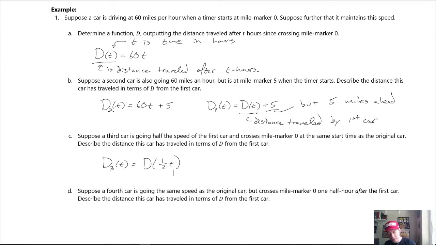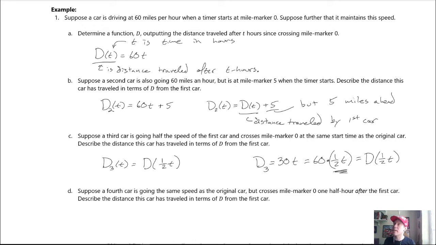The way that we can interpret this is the idea that, if it's going half as fast, then say after 1 hour, this car should only have gone 30 miles instead of 60 miles, right? And so we should know that the distance for this third car is 30t. And this is the same thing as 60 times 1/2 t. So this is d of 1/2 t, right? We're plugging the 1/2 t in for the t in the original distance equation.